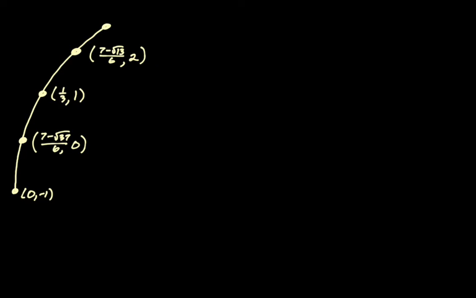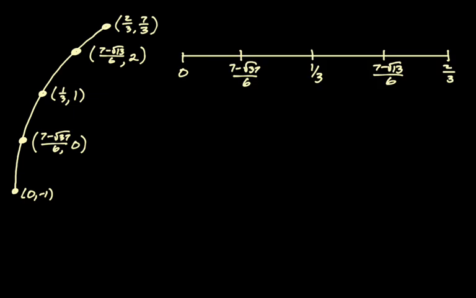All right, so we had our point at 0, -1. Now we have these other points, and I'm going to fill them in. So it's 7 minus root 37 over 6, 0, 1/3, 1, 7 minus root 13 over 6, and then finally 2/3, 7/3. Now what can we do with this? All right, so I'm going to make this chart, and on this I'm going to put down the greatest integer of f of x.